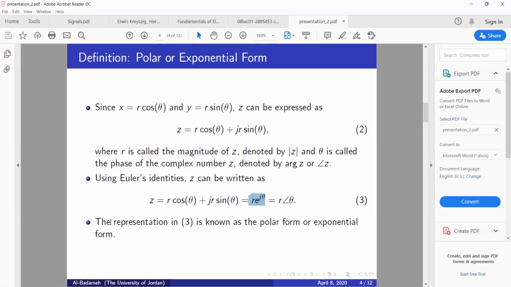Anyway, it turns out from the representation in equation 3 that this form is known as the polar or the exponential form. So Z is equivalent to R cosine theta plus j R sine theta, which is equivalent to R e to the power j theta, and this is known as the polar form.